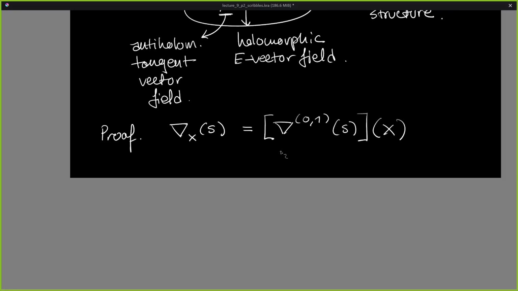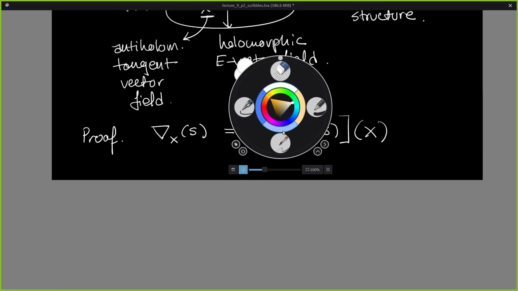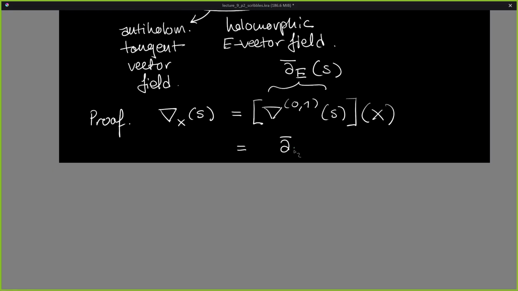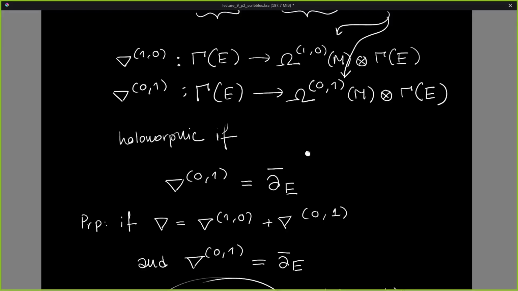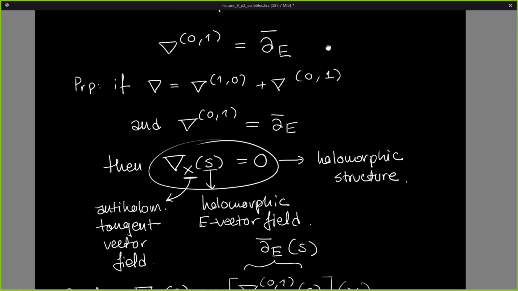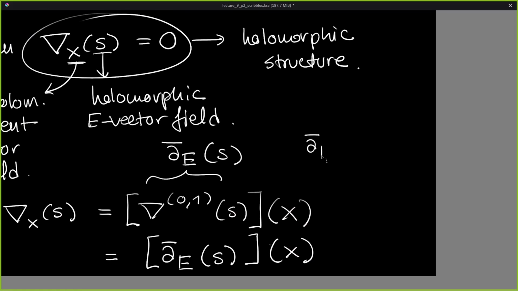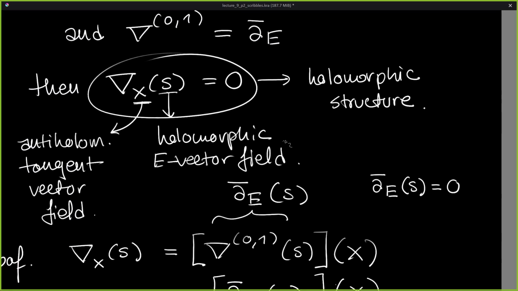Okay, so the next thing we have to do is we decompose this. We know what this is. This is partial bar E, right? So this is partial bar E of S. So then this is equal to partial bar E, the canonical Dolbeault operator acting on S of X. Remember, partial bar E of S equals 0 makes something a holomorphic vector field, and that's what this is.